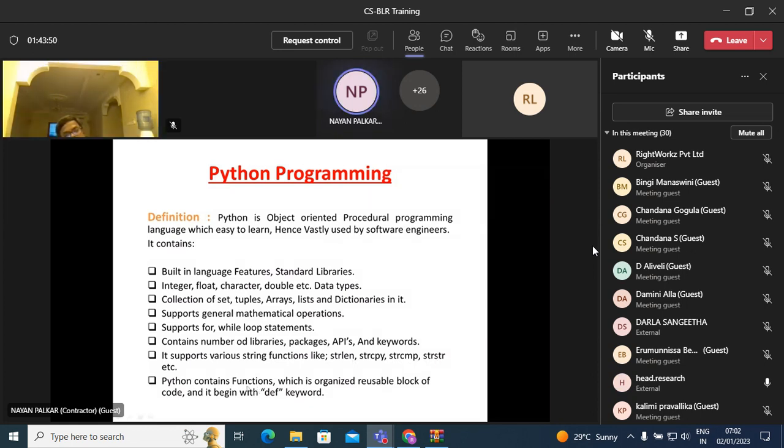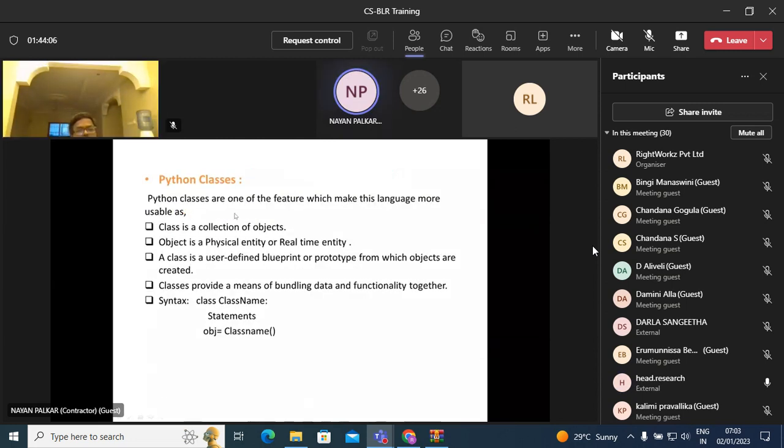Then Python contains functions, which are organized, reusable blocks of code, and they begin with the def keyword. Then the main characteristic of Python is that it uses classes. Python classes are one of the features which make this language more usable, as a class is a collection of objects, and an object is a physical entity or a real-time entity which is used.